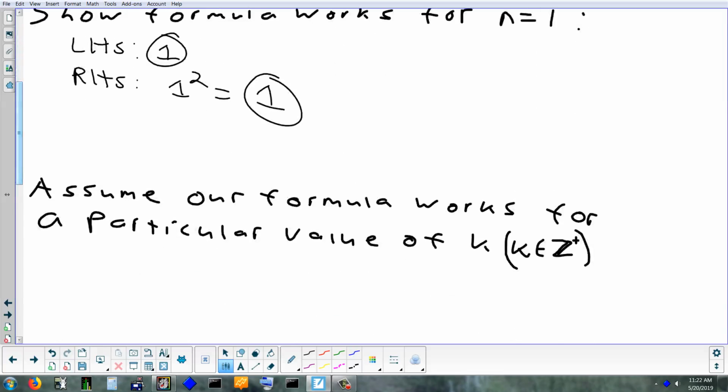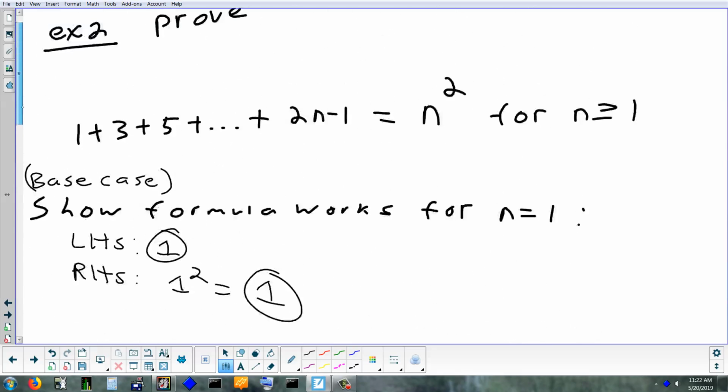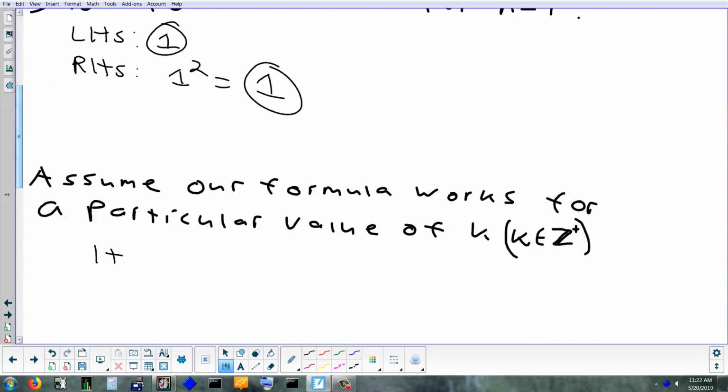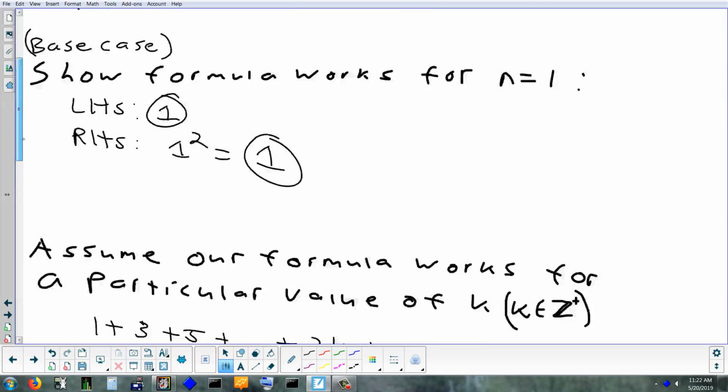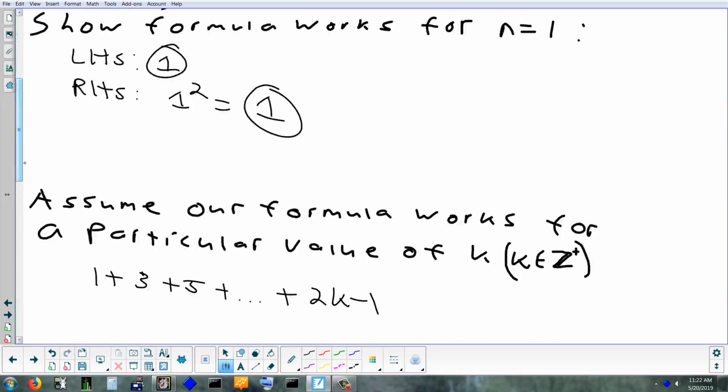So now the goal is going to be, okay, it works to k. Let's prove it works for the one after. Right? And then you're good. So assume that it works for k. So the formula would work for 1 plus 3 plus 5 plus up to 2k minus 1.